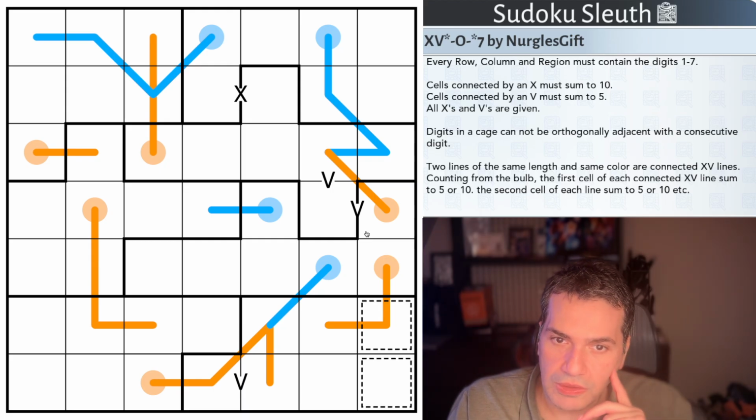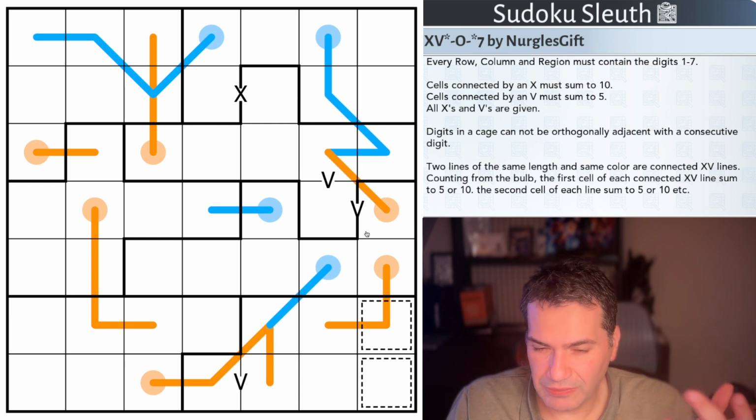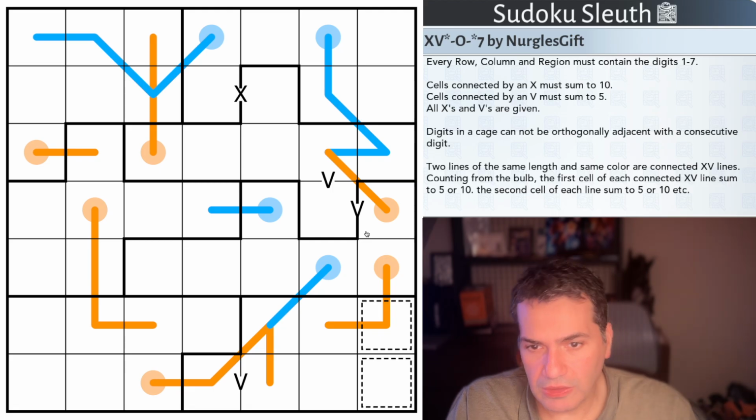I am worried, actually. It's 2 stars. So, I mean, like, it can't be that difficult in that sense. Let's have a think. I mean, the fact that the XV lines are either X or V is very awkward.